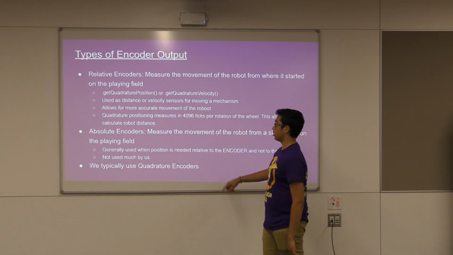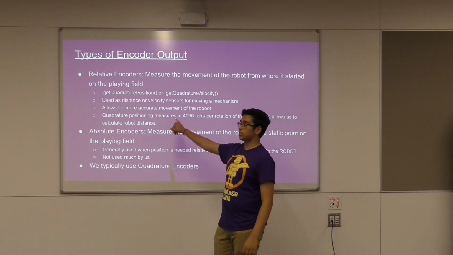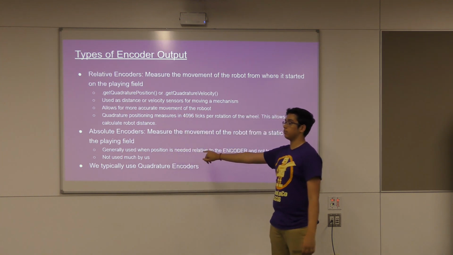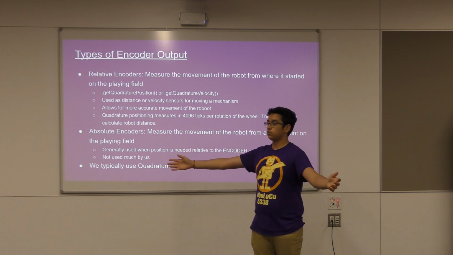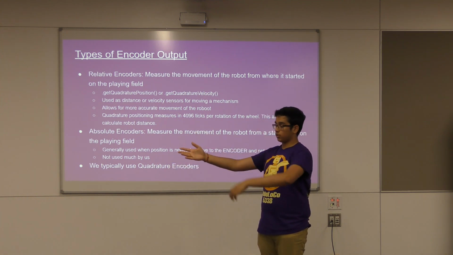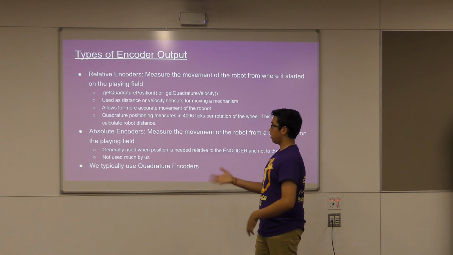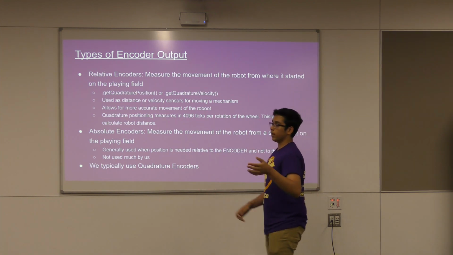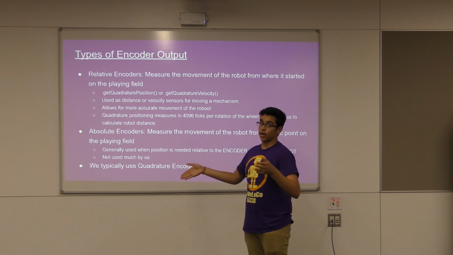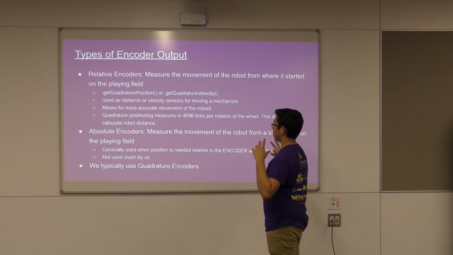That's one rotation. If there are 4,096 ticks per rotation, what do I multiply by? 4,096. So I take my distance, divide it by the diameter times pi, and multiply by 4,096. That tells me how many ticks of my quadrature encoder I need before I can get to where I want to get to.